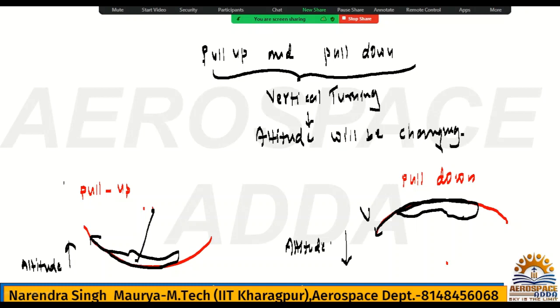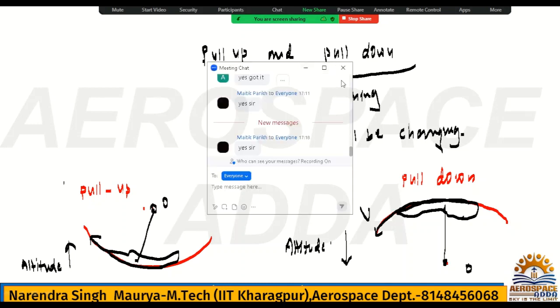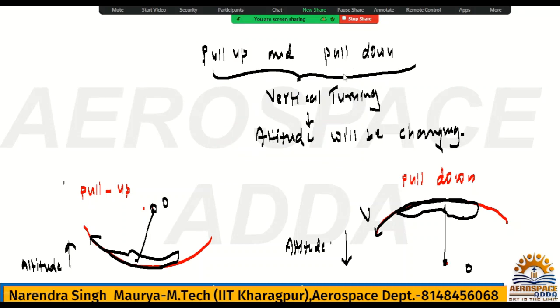Now the diagram is not so clear. You can understand by this way. This is the center point, this is the center point O. All right, pull up, pull down. So this is the way to understand pull up and pull down. One by one, first I will take pull up. We'll give a very simple derivation, nothing to worry. Now check. So we'll go for the pull up first.